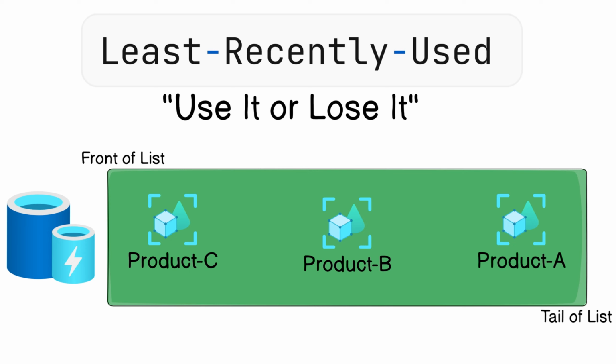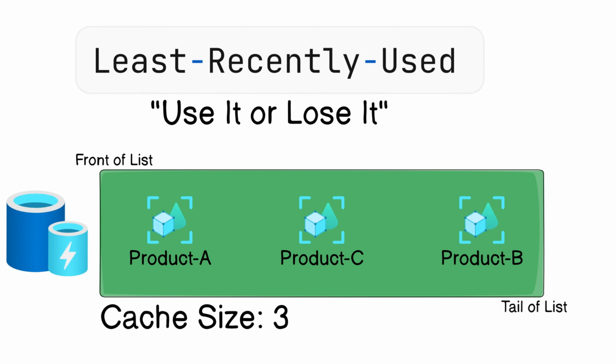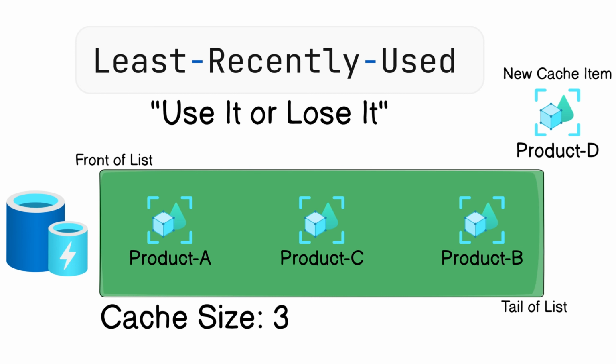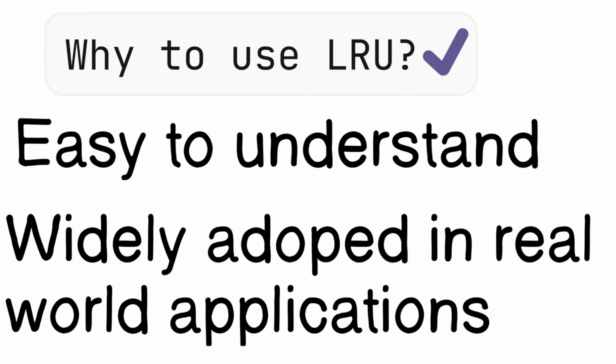Let us understand this with an example. Suppose we have a cache of size 3. Now we add products A, B and C. Every new item getting added will be added to the front of the list. Now after some time we access product A, making it the most recently used item, so it will be moved to the front of the list. Now we have the list as product A at the front, C in the middle and B at the tail. Now we need to add another product, product D. So based on the least recently used algorithm, product B will be removed as it was used the longest time ago. This algorithm is easy to understand and widely adopted in real-world applications.